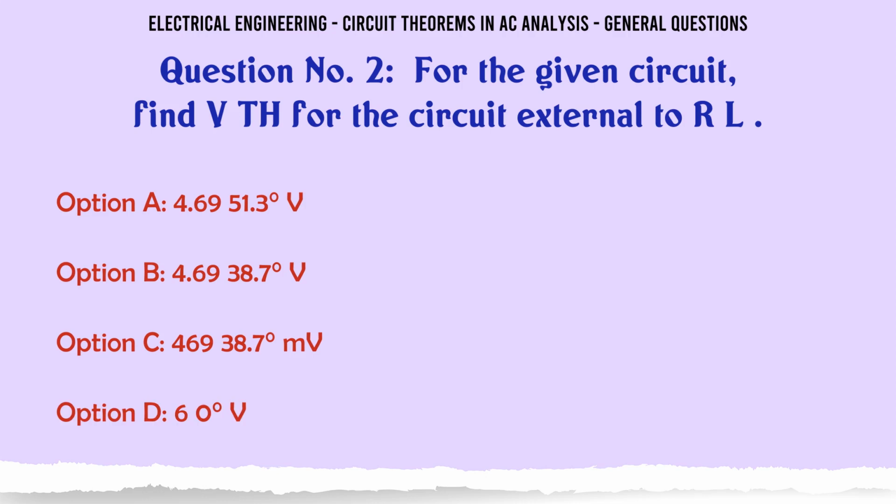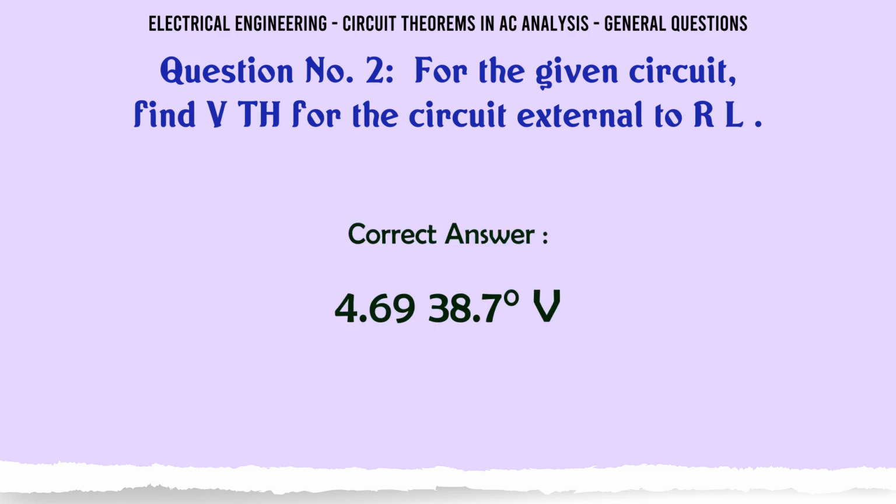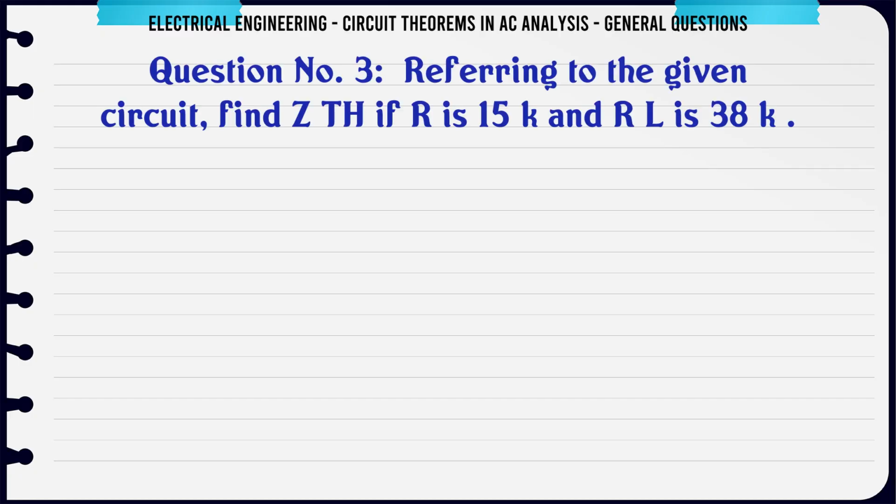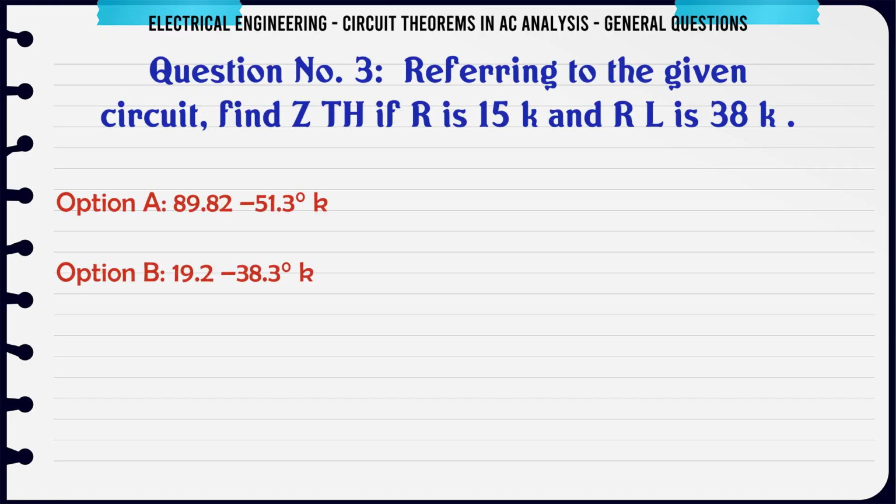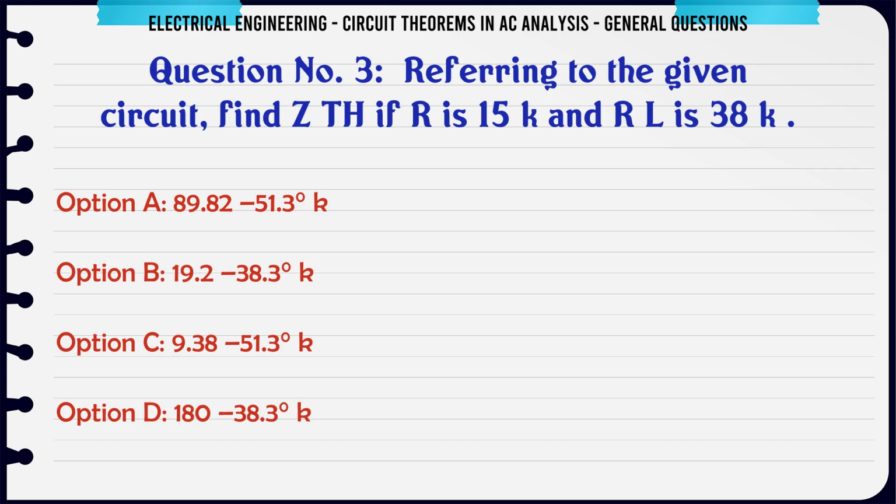For the given circuit, find V at for the circuit external to RL. A: 4.69∠51.3° V. B: 4.69∠38.7° V. C: 46.9∠38.7° mV. D: 60 V. The correct answer is 4.69∠38.7° V.